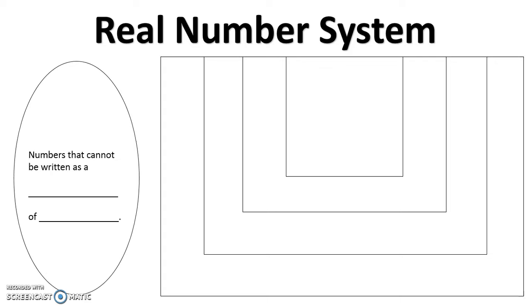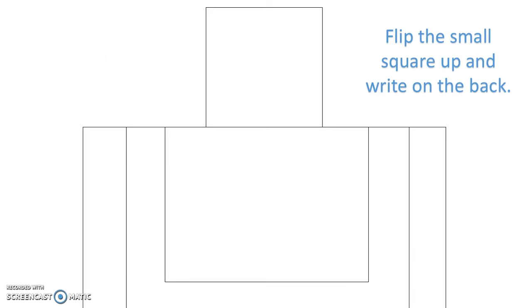The first category of numbers, we're going to start with the most specific. That smallest group, it was at the bottom of our list earlier. It's going to be on that smallest square. And they are the natural numbers. So go ahead and write natural numbers right on the front side, the top side of that smallest square. Now the natural numbers, we're going to fold that square up. So it looks like this. Flip this small square up, and we're going to write the definition of the natural numbers right on the back there.